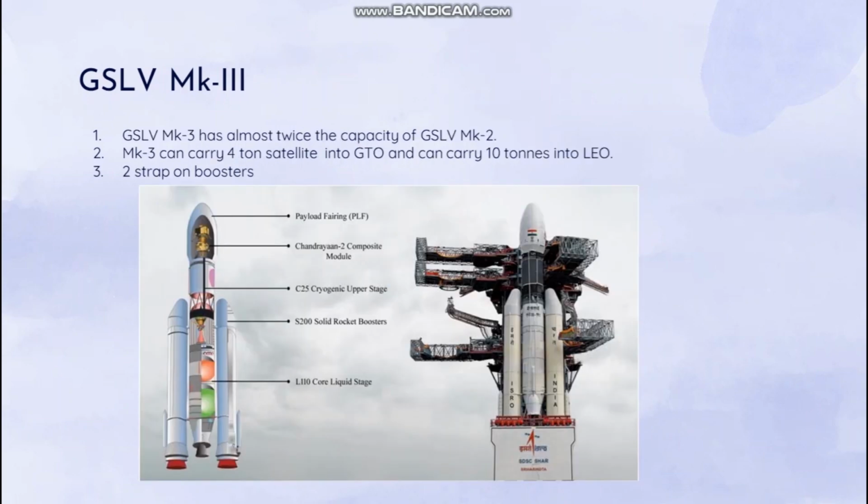When we come to GSLV Mark III, it has almost twice the capacity of GSLV Mark II. Mark III can carry a 4-ton satellite into GTO and can carry 10 tons into lower Earth orbits. GSLV Mark III has 2 strap-on boosters on either side which use solid fuel.